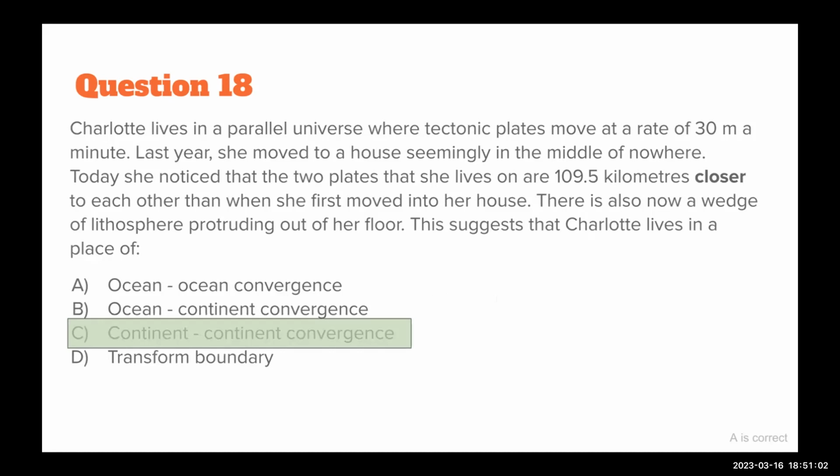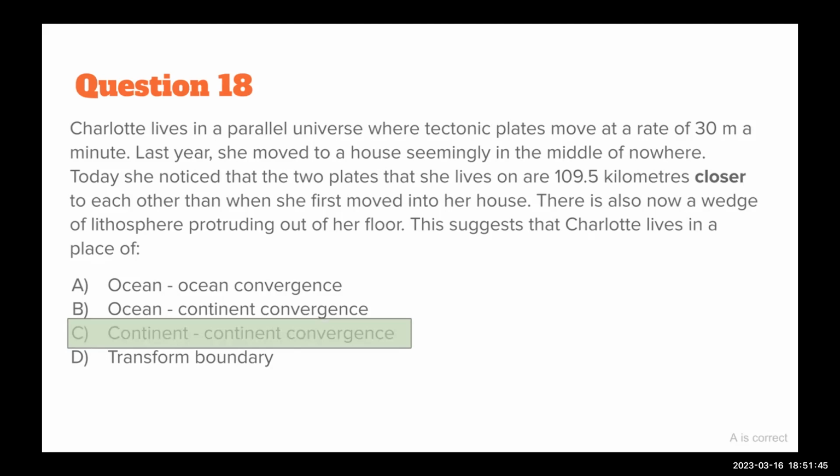I have five or six of these types of questions. So let's look at some of the evidence that we have to look for. Today she notices that the two plates she lives in are closer to each other. That is already evidence of what type of margin? Exactly, they come closer. This is a really nice one, actually. Thank you, Pascal. Okay, we know it's convergent. Then there's also a wedge of lithosphere protruding out of her floor. So what would that tell us?